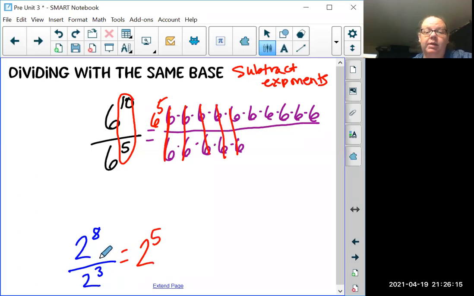One thing that I remember is that I use this as like the subtraction sign. So it's like 8 minus 3. Right, so whenever you see divide, it's like 8 minus 3. With that divide, so you're subtracting. So this would be 2 to the 5th.